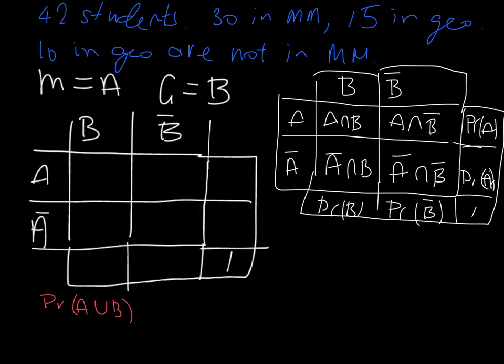Okay, so here we've got the same situation of our 42 students, mathematics students and geography students, except instead of a Venn diagram, we're going to use a Karnaugh map or a two-way table or a K-map or a lot of other things. This has a lot of applications elsewhere, not just in probability.